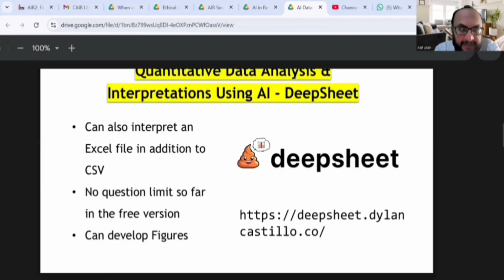DeepSheet.dylancastello.co interprets an Excel file in addition to CSV. No question limit so far in the free version of DeepSheet, and it can develop figures. Unfortunately, when you enter only DeepSheet, you may come across so many fake websites, and you have to enter exactly this address given here. Otherwise, you will land somewhere else.